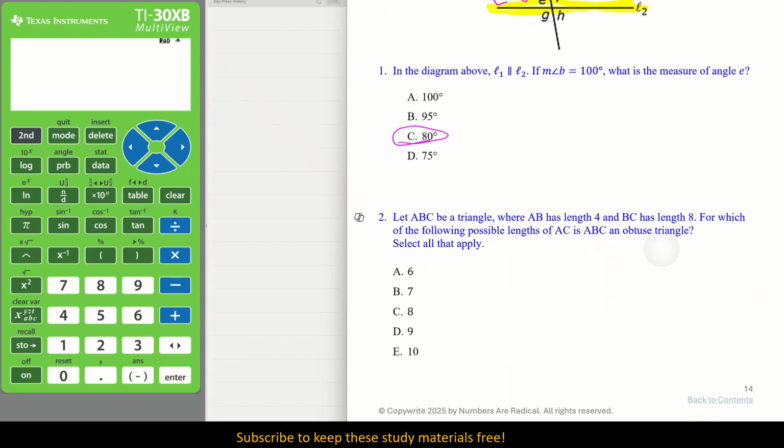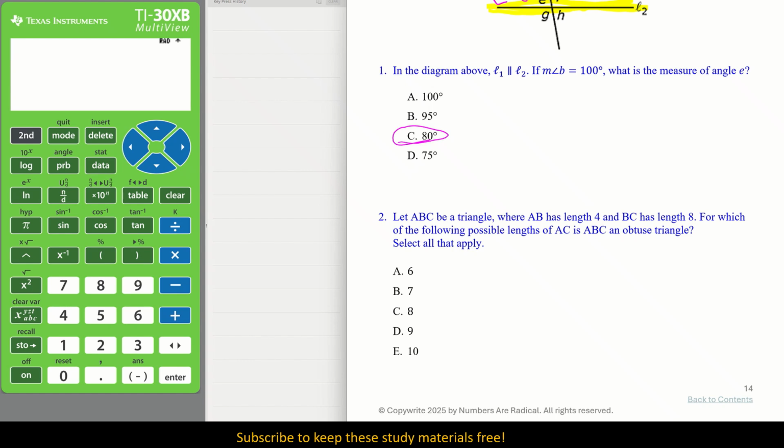Okay, number 2 is a little bit tougher. Let ABC be a triangle where AB has length 4 and BC has length 8. For which of the following possible lengths of AC is ABC an obtuse triangle? They want us to select all that apply. Either way, what they're trying to do is say, invoke or use the triangle inequality property.